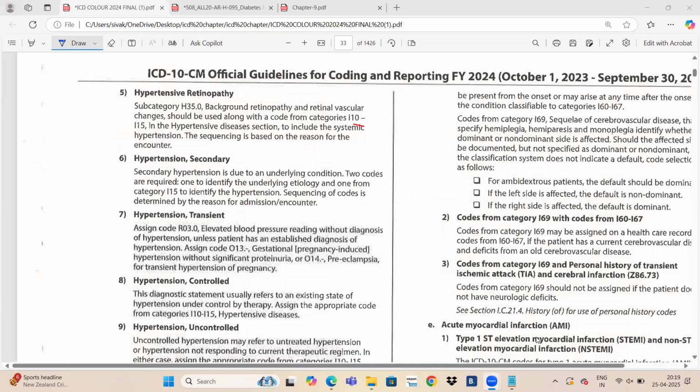Hypertension with CVA, sir. CVA, first you need to code cerebrovascular disease, the I60 series, type of cerebrovascular disease, then hypertension. Sir, hypertensive retinopathy also, tell once. First retinopathy, then hypertension.